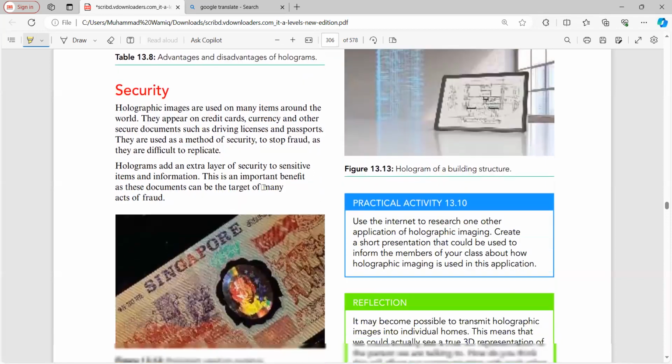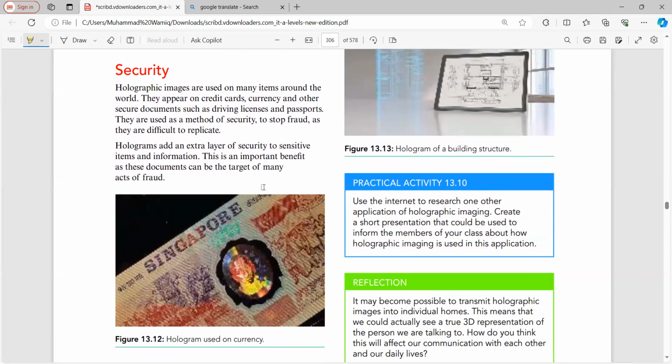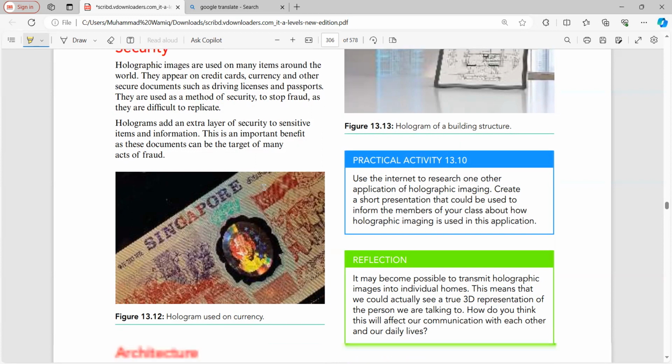Now, when it comes to security, holographic images are used on many items around the world. They are mostly used on credit cards, on currency, and on other secure documents as well, such as a driving license or a passport. Holographic images are used as a method of security because they cannot be replicated. A holographic image adds an extra layer of security to sensitive or important information, and since it cannot be replicated, it can be a great security measure.